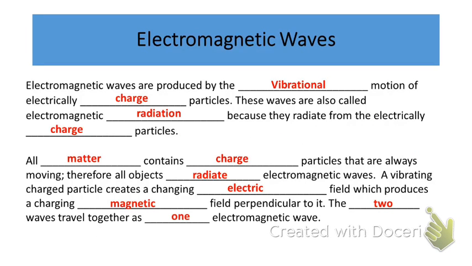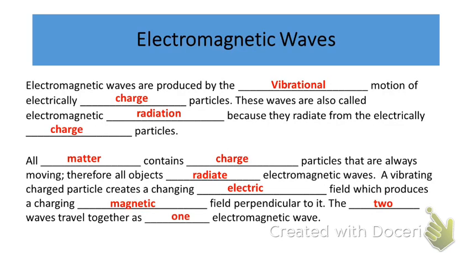Alright, we are now going to finish up this lecture video by talking about a very important type of standing wave known as electromagnetic waves. Electromagnetic waves are produced by the vibrational motion of electrically charged particles. You absolutely need to understand that.